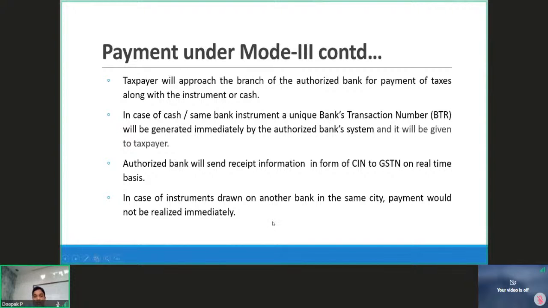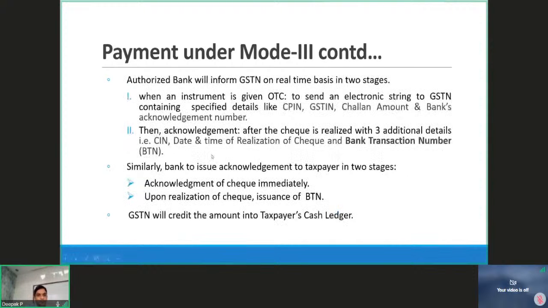In case of instruments drawn on another bank, if it is the same bank, it gets generated instantly. If it is a check drawn on another bank, then payment would not be realized immediately. The check needs to get cleared. Only then will the challan identification number get generated.